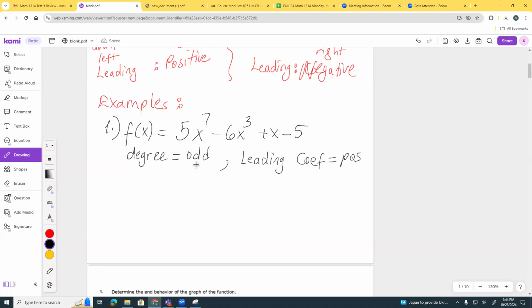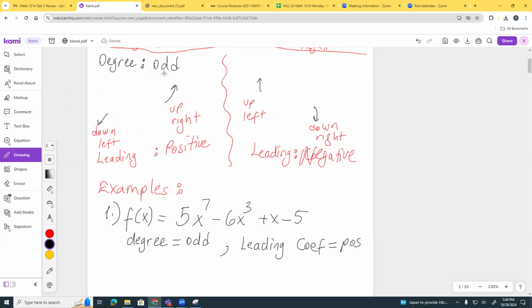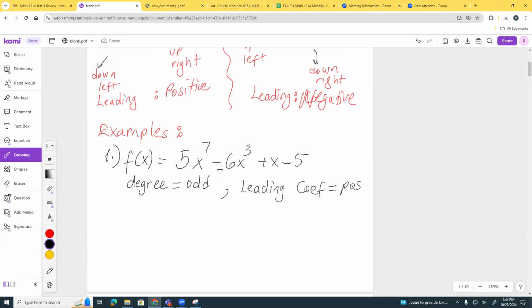Therefore, I have to check the rules for odd degree and positive leading coefficient, which I put right here. Degree is odd and leading coefficient is positive. That means when we graph this function, it's going to start low and it's going to end high. Or if I talk in the way that the test is created, I'm going to say it's going to be down on the left, up on the right. This is how we answer these questions on the test. And we have 2 questions.